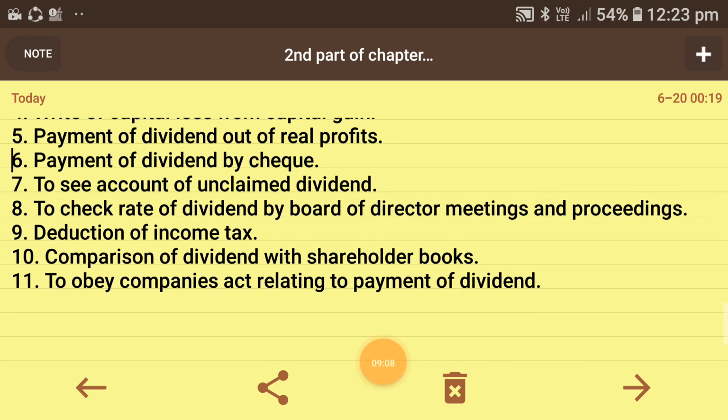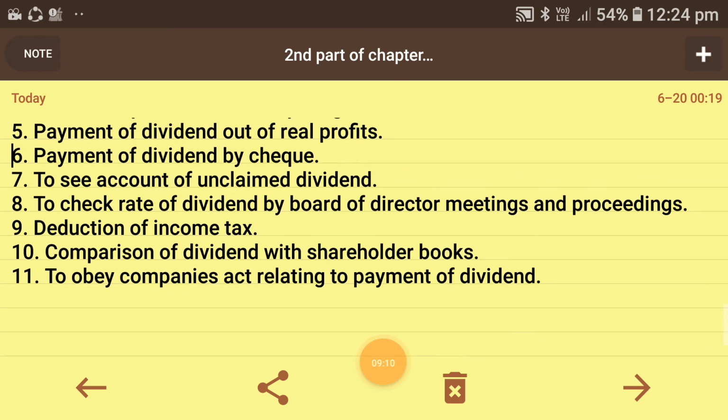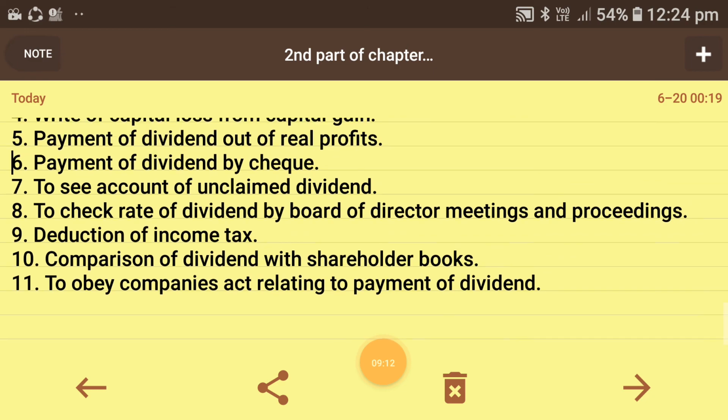Next is comparison of dividend with shareholders' books. The dividend provided to the shareholders is entered correctly in the shareholders' book under the individual names or not, and he matches the books with the company's books of accounts. Next, lastly, is to obey the Companies Act relating to payment of dividend. Payment of dividend is done according to the procedures recorded in the company's books and the Act, like the payment mode, the duration, the amount, and so on, which are also checked by the auditor.